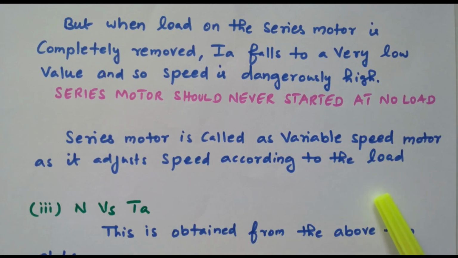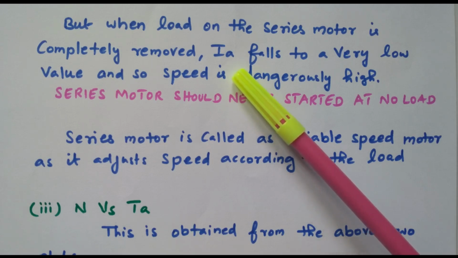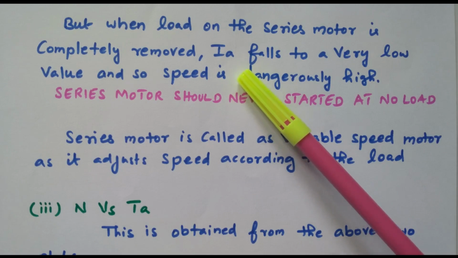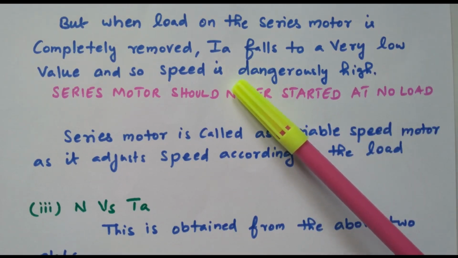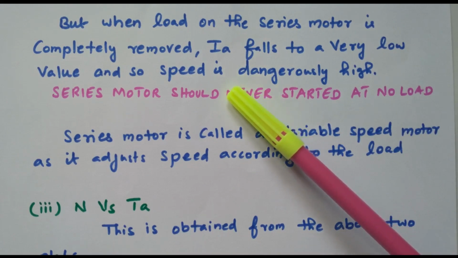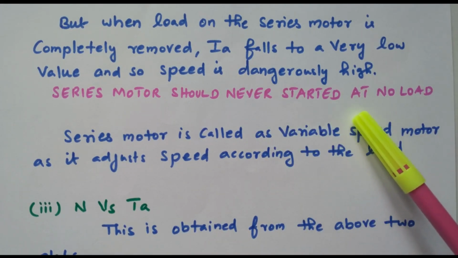Because if the Ia falls to a very low value, this Ia is proportional to flux. The flux and speed are inversely proportional. If the flux is low, the speed will be high, practically infinite. N is directly proportional to 1 divided by flux. The flux is in the denominator. If the flux value is lesser, the N value will be very high, so the speed will be dangerous. So it is always started with the loaded condition.